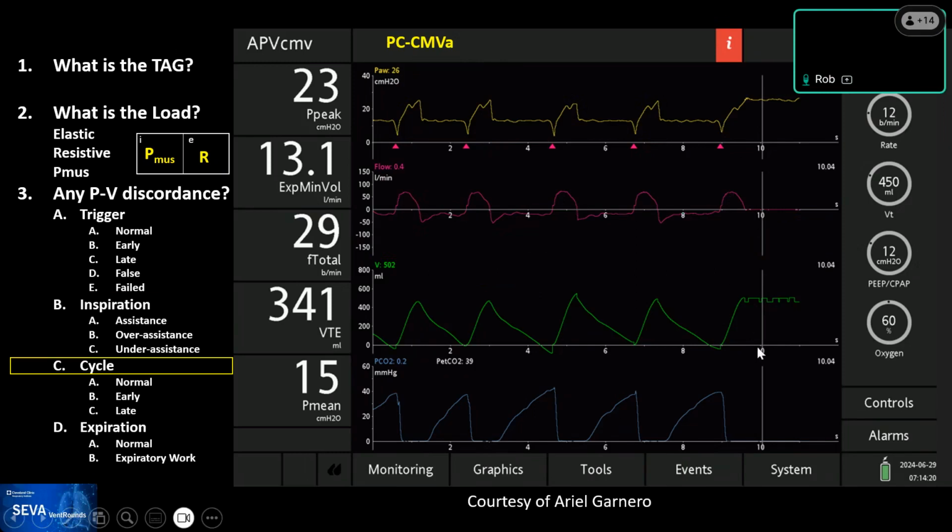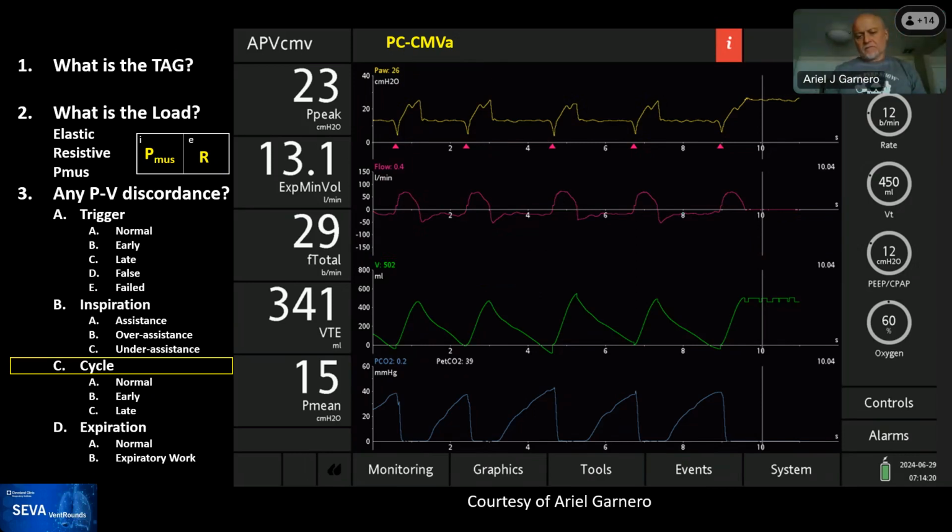All right, so let's move on to the cycle. Do we see normal, early, or late cycling? And where would we look to determine that? Late cycle. Megan says late cycle. Yes. Any other comments on that? Inspiratory effort ends before machine cycles off.